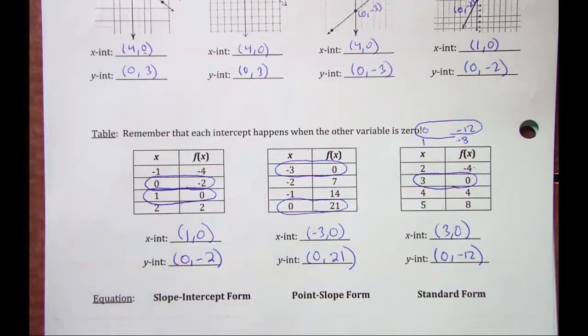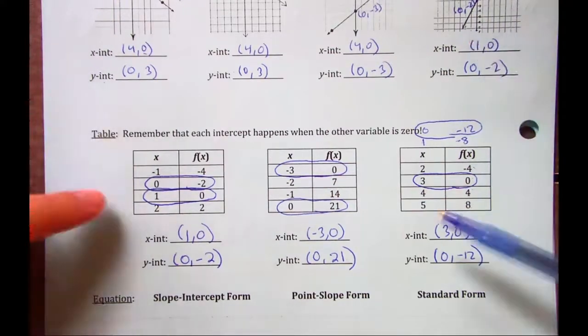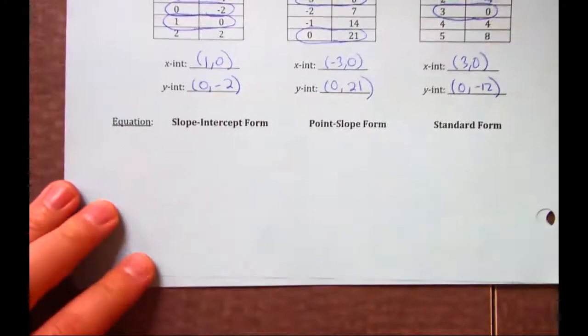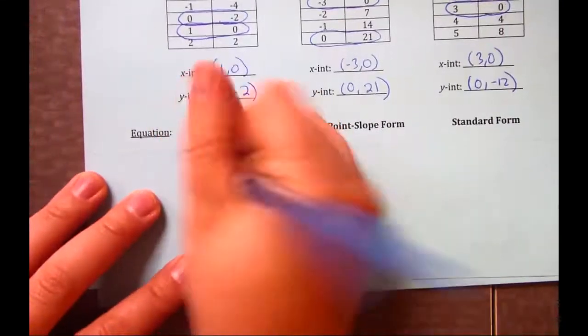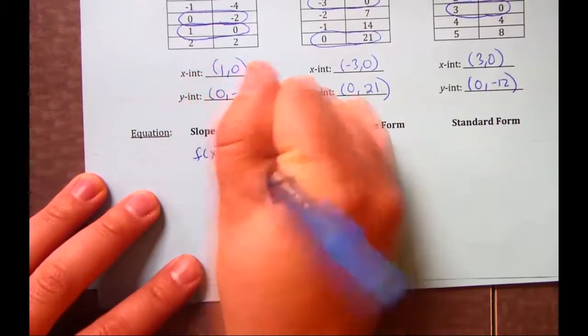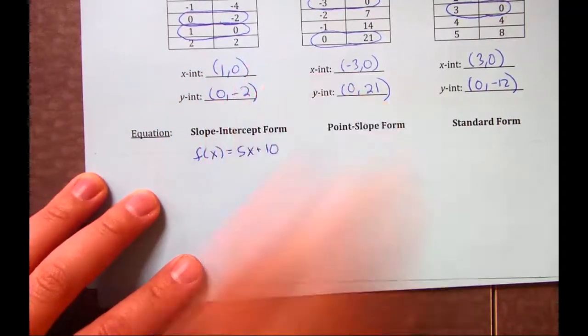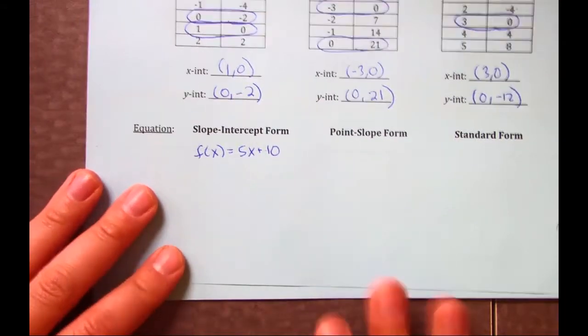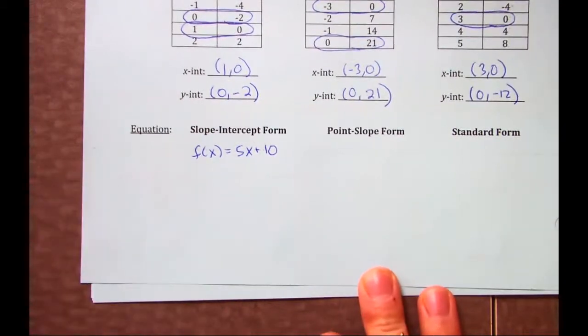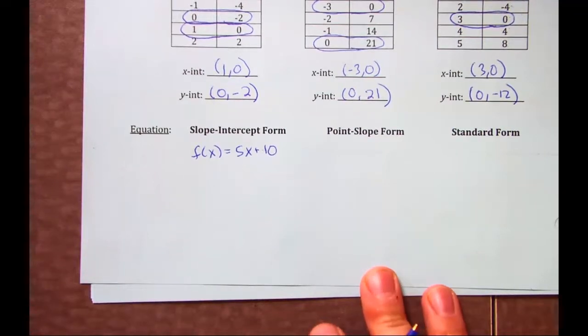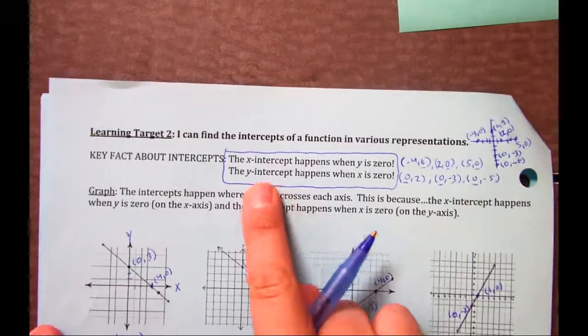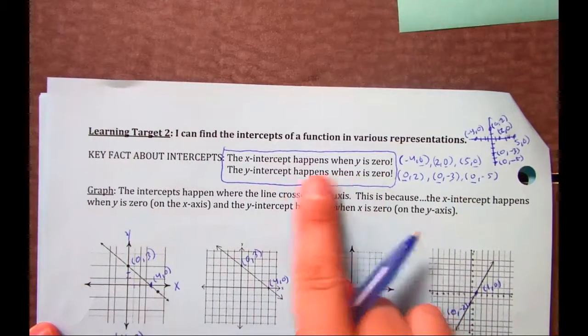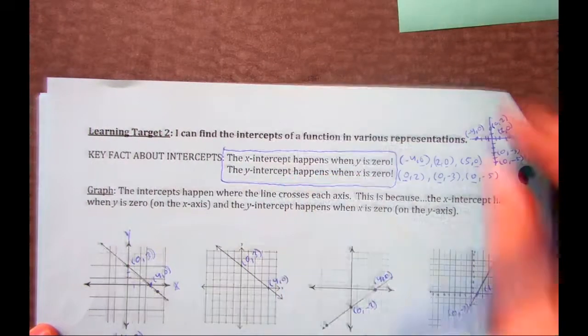So we've talked about how to find the intercepts for graphs and on tables. Let's talk about equations. So let's say we have the equation right there. Okay? In order to find the intercepts on equations, you have to remember that each intercept happens when the other value is 0, just like we talked about up here. The x-intercept happens when y is 0, and the y-intercept happens when x is 0.